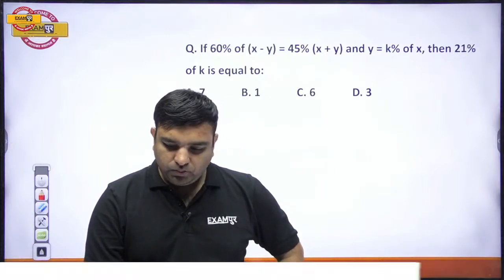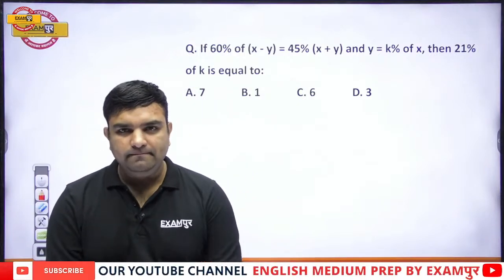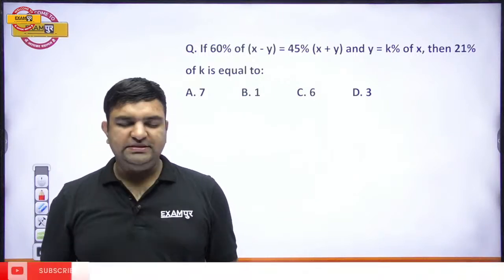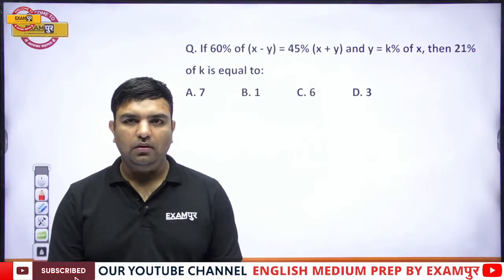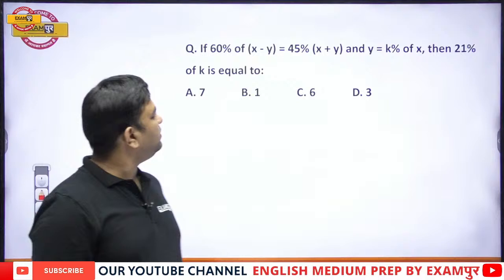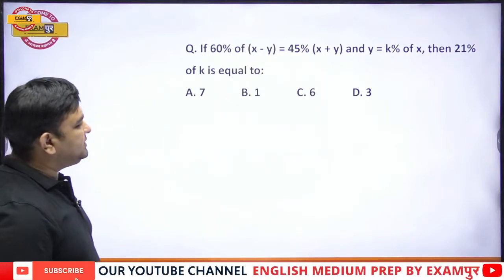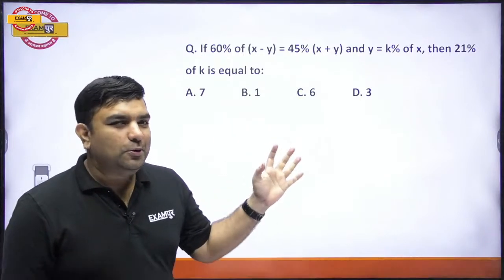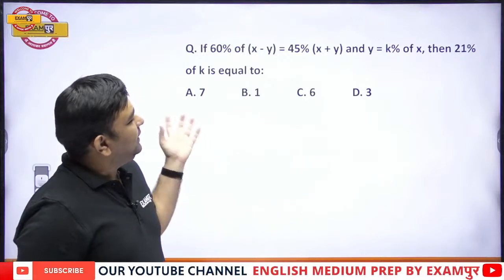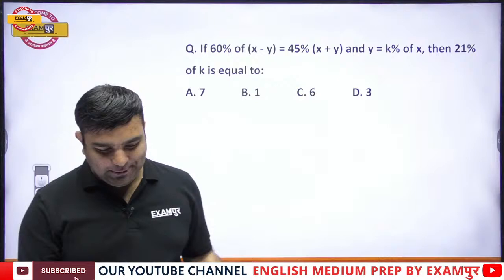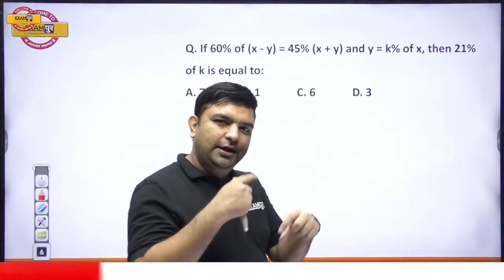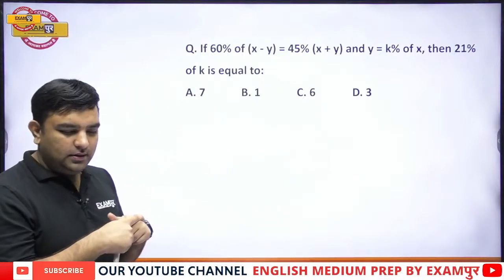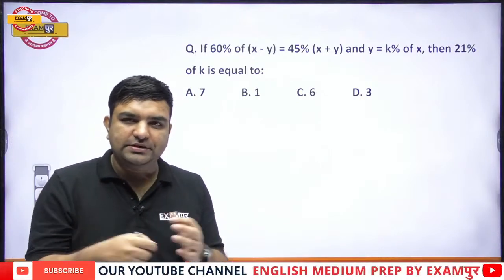Come on. I'm seeing who is answering it. 60% of x minus y is equal to 45% of x plus y. If y is equal to k percent of x, then 21% of k is equal to what? Wow. What a twisted question. But it looks like an interesting one. And the solution would also be very interesting.